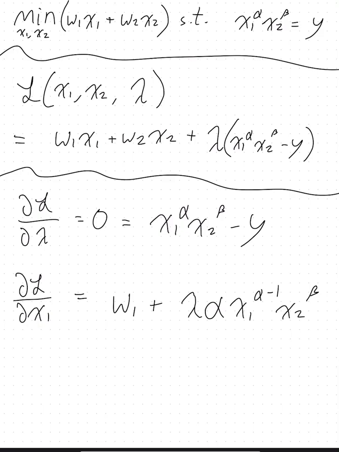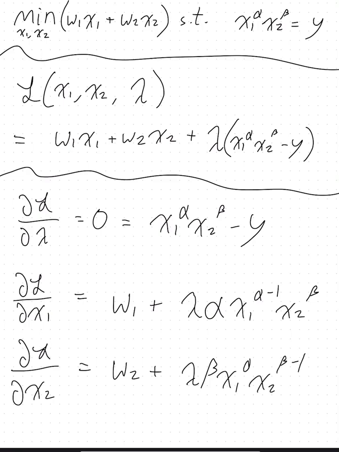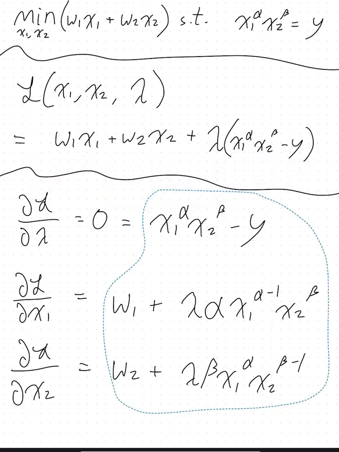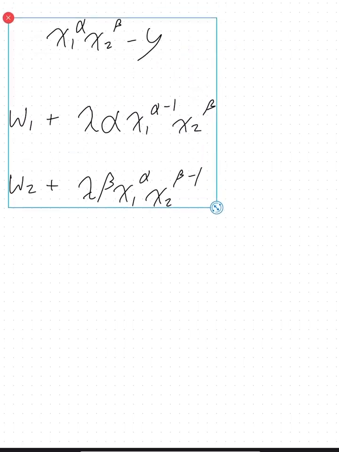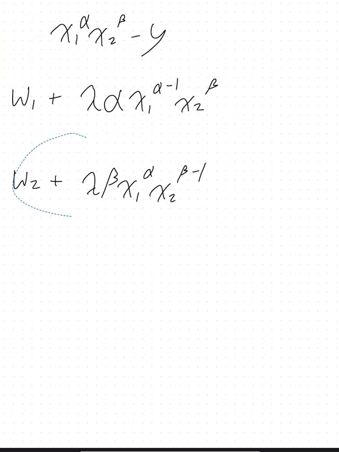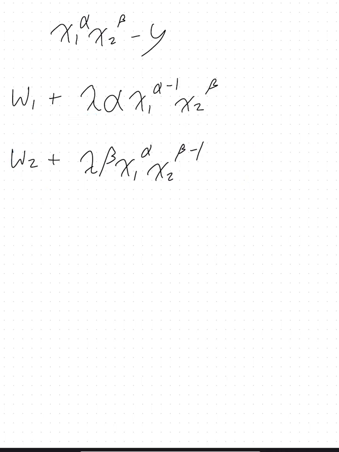And I just differentiated this L with respect to x1. That becomes w1, this becomes 0, and this piece, power rule, becomes that. So then we do the same thing for x2. We get w2 plus lambda beta, x1 to the alpha, x2 to the beta minus 1. So now we have to solve this system of equations to find our candidates for optima. So these are all going to be equal to 0 as well.